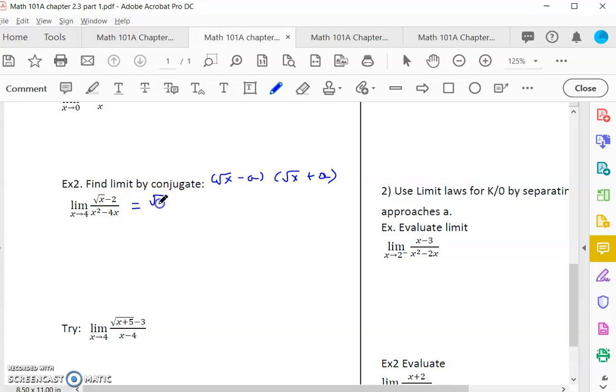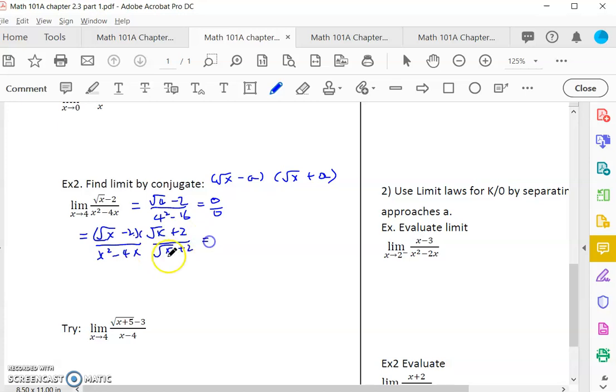So let's check. Square root of x minus 2 over x squared minus 16 at x equals 4. Of course, it is 0 over 0. So with 0 over 0, we find another function using the conjugate. The conjugate of square root of x minus 2 is square root of x plus 2. We do top and bottom, and the bottom is still x squared minus 4x. And then we do square root of x plus 2.